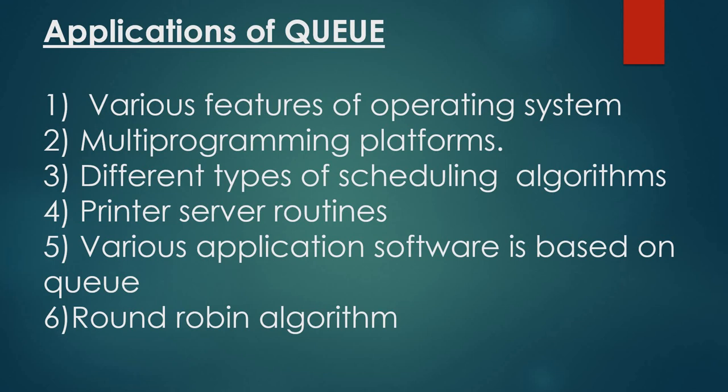Next, applications of queue. First, various features of operating systems. Second, multi-programming platforms. Third, different types of scheduling algorithms. Then printer server routines. Then various application software is based on queue. Then round robin algorithm. These are all the applications of queue.